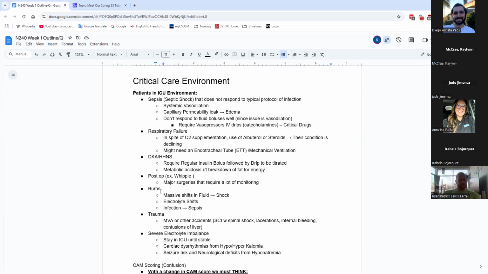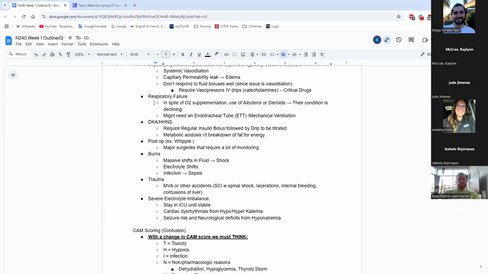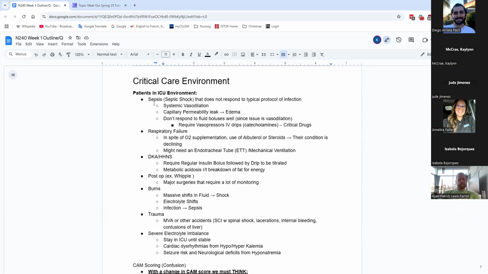Yeah. So when it comes to the critical care environment, this is something I think you guys went over in PowerPoint. It's just kind of listed down some of the examples of patients you'd see in the ICU. So specifically, septic shock patients, they're not responding well to treatment. And then here is some general things. You don't have to memorize anything here.